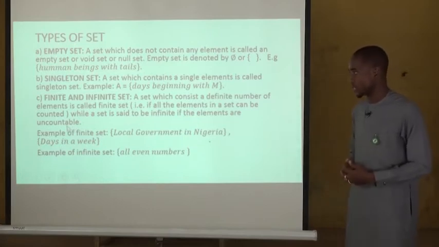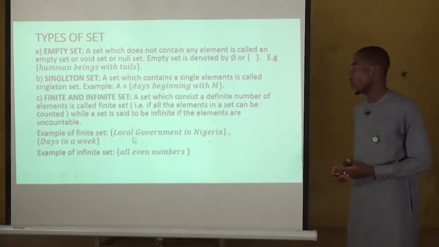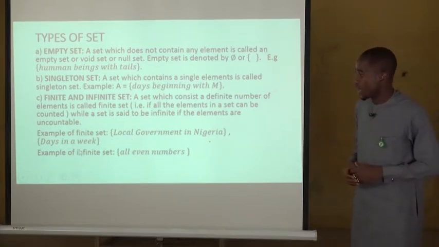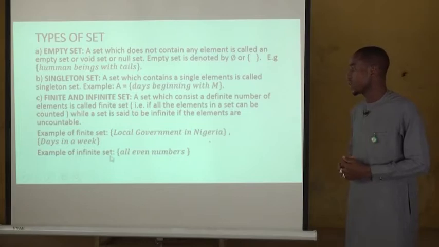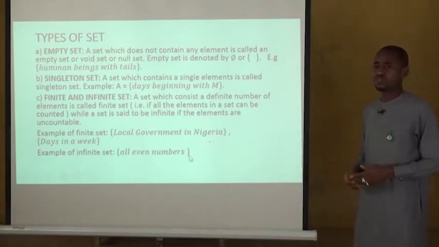as infinite set. Example of finite set, local government in Nigeria. Of course, this is countable. We can count local government in Nigeria. Then, example of infinite set, we said all even numbers. All even numbers, we think of 2, 4, 6, 8, 10, 12, 14, and these even numbers move on, and it moves to infinity. It has no definite end. So this is an example of infinite set.